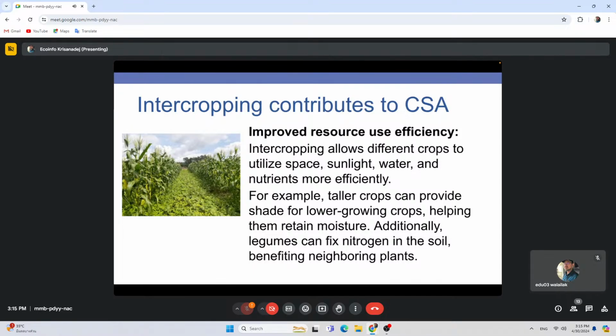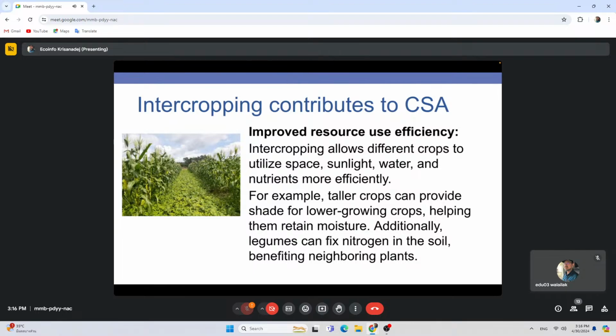Because we are on the CSA course, climate smart agriculture, when we think about intercropping, how does intercropping contribute to CSA? It improves resource use efficiency. Intercropping allows different crops to utilize space. Plants compete for sunlight because they need photosynthesis to get sugar, and then they change that sugar into roots or structure of the plant.